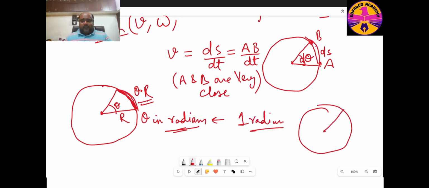So on a circle of radius, let's say r, if you make an arc which is also of length r, so this arc is of length r, and the circle radius is also r. In that case, if both of them are r, then the angle that is subtended is nothing but 1 radian. That is the definition of 1 radian. So 1 radian is the angle that an arc of length equal to the radius of the circle subtends at the center. That is the definition of your 1 radian.